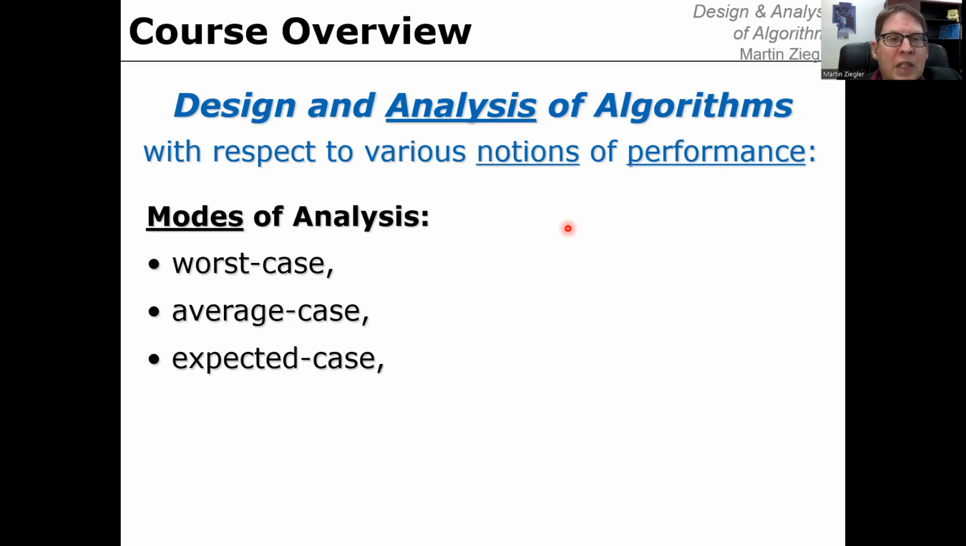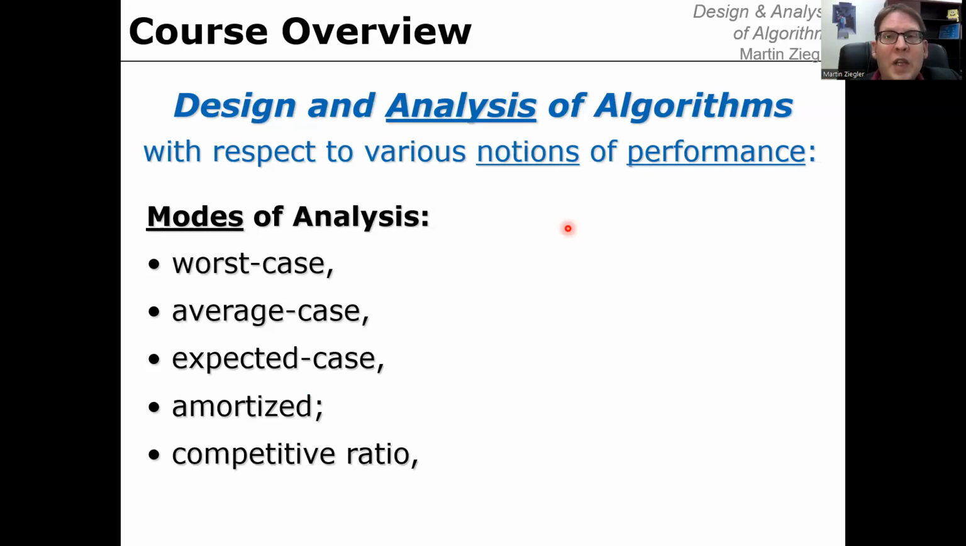Then we're going to analyze algorithms in the expected case pertaining to randomized algorithms, in the amortized sense pertaining to a repeated execution of some method in a data type. We're going to analyze algorithms with respect to their competitive ratio that pertains to online algorithms, with respect to their approximation ratio that applies to approximation algorithms. And there are many more modes of analyzing an algorithm's performance.